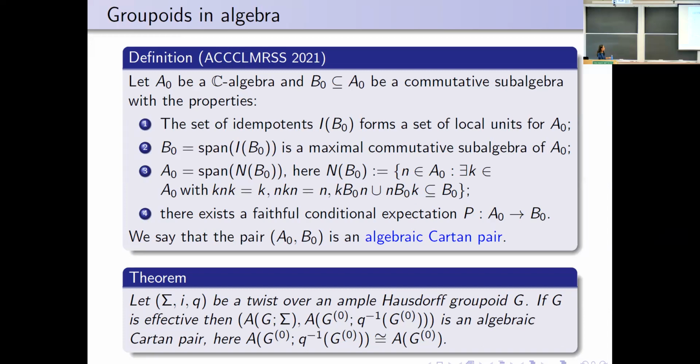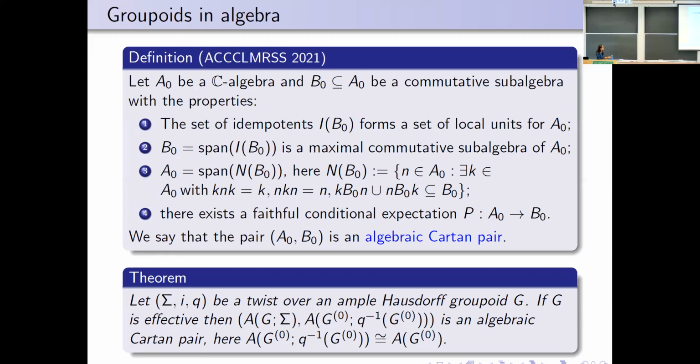Then we have a subalgebra. This is going to be a maximal abelian subalgebra sitting inside this larger algebra. Although this term looks rather complicated, it is just isomorphic to the so-called Steinberg algebra defined on the unit space. I will explain more of what this notation means in the next slide.